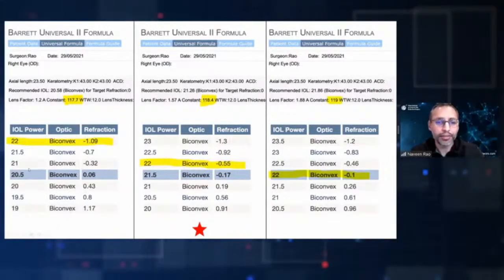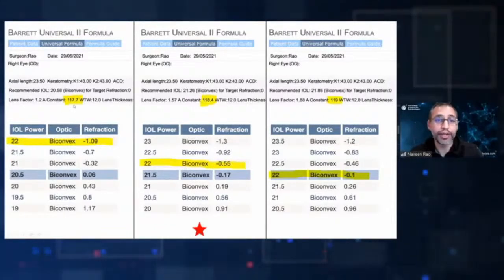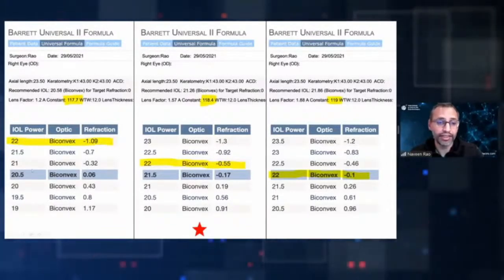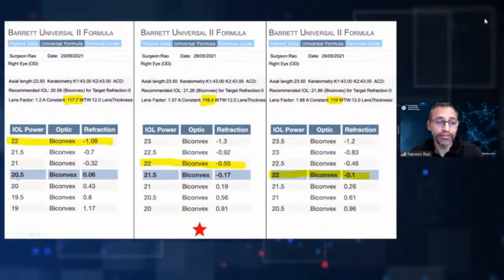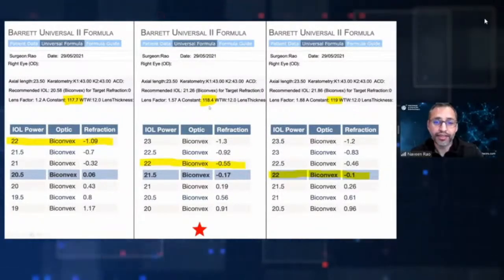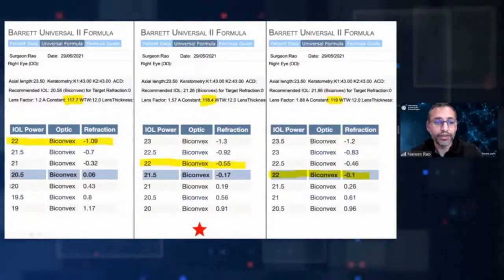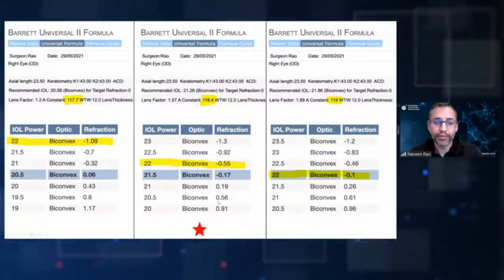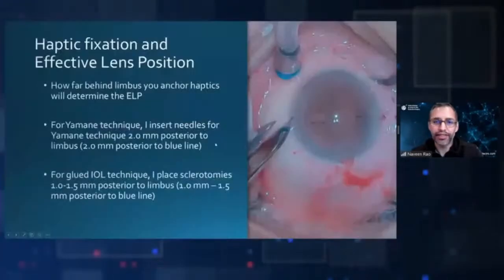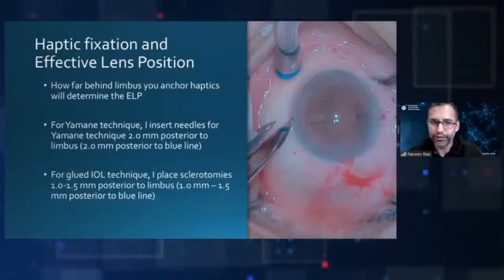Now, what's interesting about this also is that if I was to look at the manufacturer's recommended A constant, 117.7, and if I was to choose a lens that would expect to give a plano result, then I would have chosen this, 20.5. But I know that this center panel is usually what gives me accurate results. And so if I had used a 20.5 lens, I would have ended up with a hyperopic outcome. So the point is, you have to just adjust based on what lens you're using and based on your prior results.